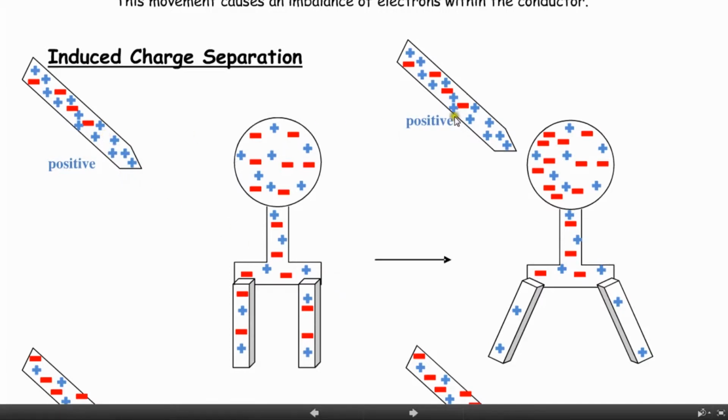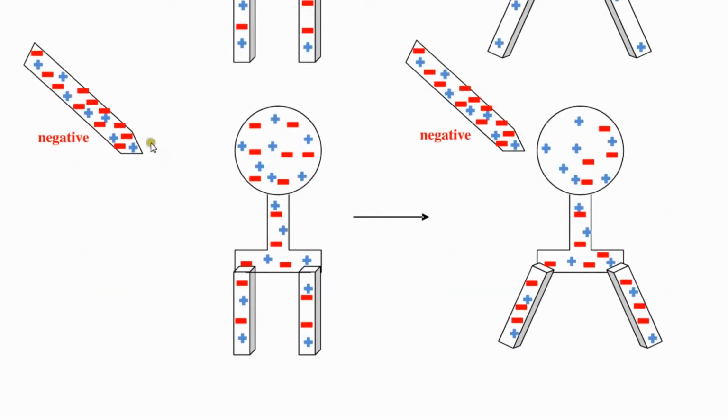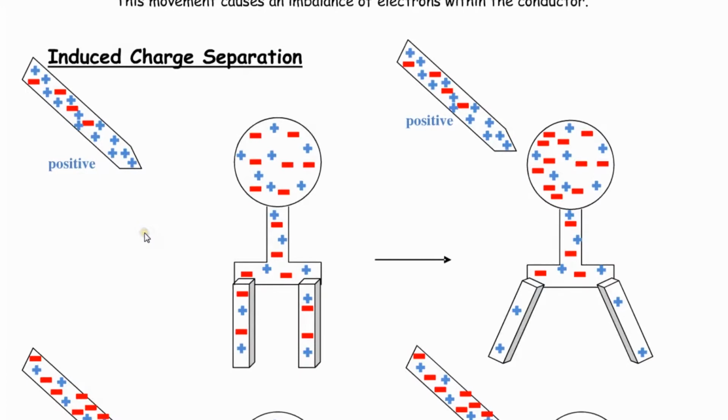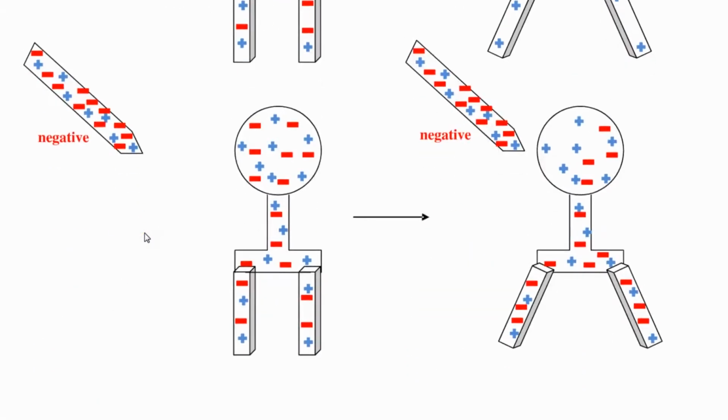When the object is positively charged, what occurs in the conductor is a separation of charge. The electrons move closer to the positively charged object because of their attraction to it, and therefore it is partially charged, negatively at the top and positively at the bottom. The opposite is true if the charged object is negatively charged.